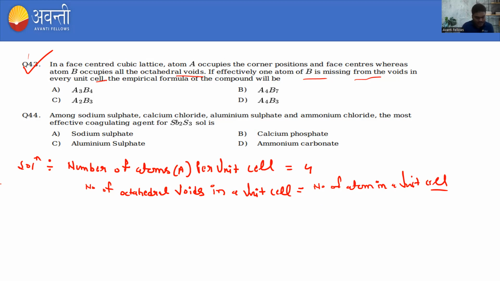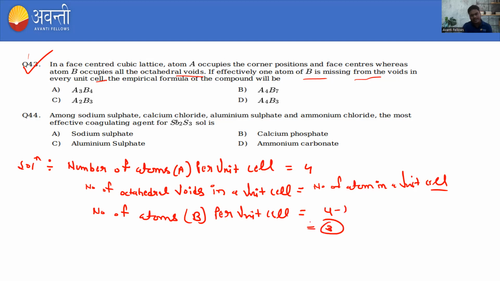So the number of atoms B per unit cell, how many B are there? The number of atoms B per unit cell is equal to 4 minus 1, that is 3. Why 1? Because it is clearly mentioned that effectively one atom of B is missing from every unit cell. So what is the formula? The formula becomes A4B3. So this is the formula, that is A4B3. Okay? Sure. Move to the next question.